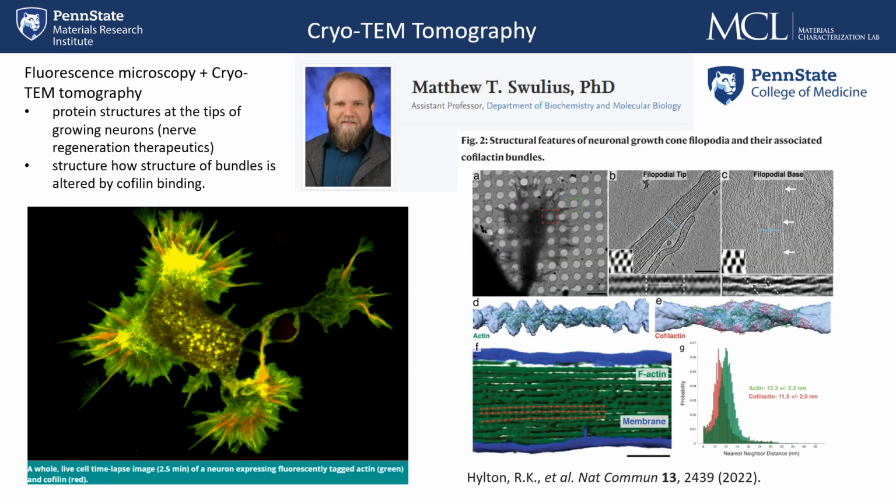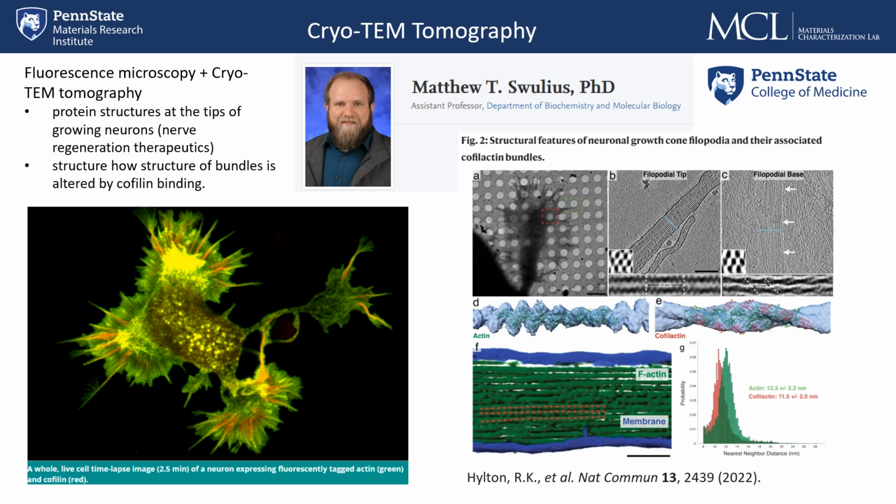TEM tomography is also of interest for the bio community. Often in that case, they're doing cryo-TEM tomography because their samples are generally easily damaged under the beam. If you use cryo, you can try to minimize that damage as much as possible. Matt Swilius at Penn State Hershey is somebody who does a lot of this. This is an example of how he looks at protein structures at the tips of neurons.